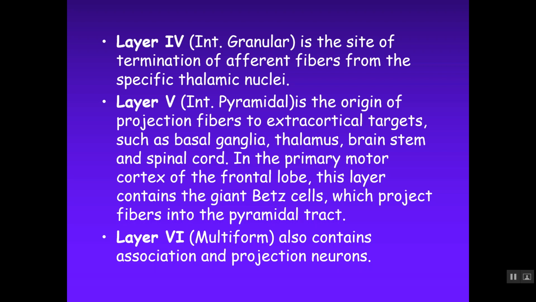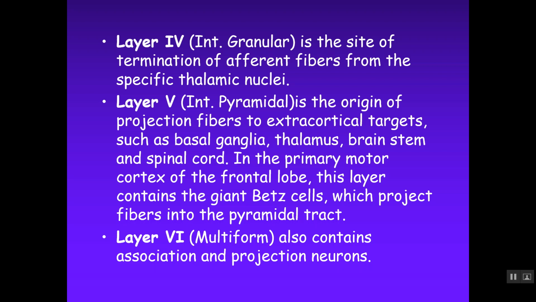Layer 5 is the internal pyramidal layer. It is the origin of your projection fibers, so to the extracortical targets. So these are the axons and cells that are going to the basal ganglia, the thalamus, the brainstem, the spinal cord. In the primary motor cortex, the frontal lobe, this layer contains the giant Betz cells, which project into the pyramidal tract, because those are big cells, because they go all the way down.